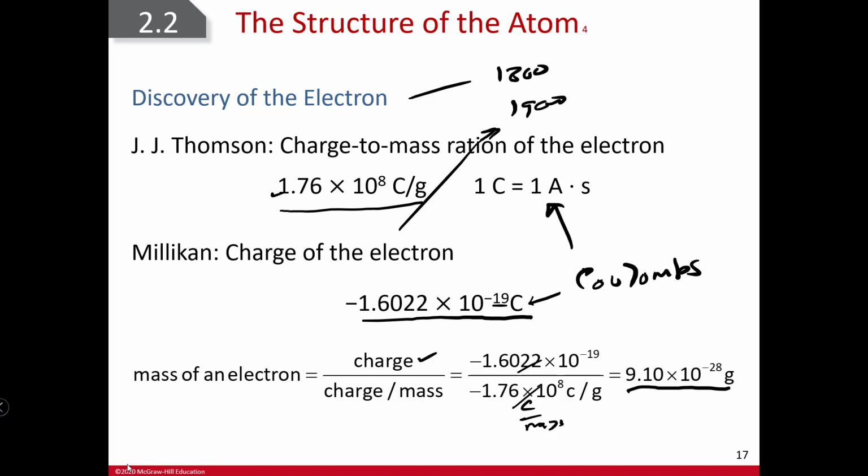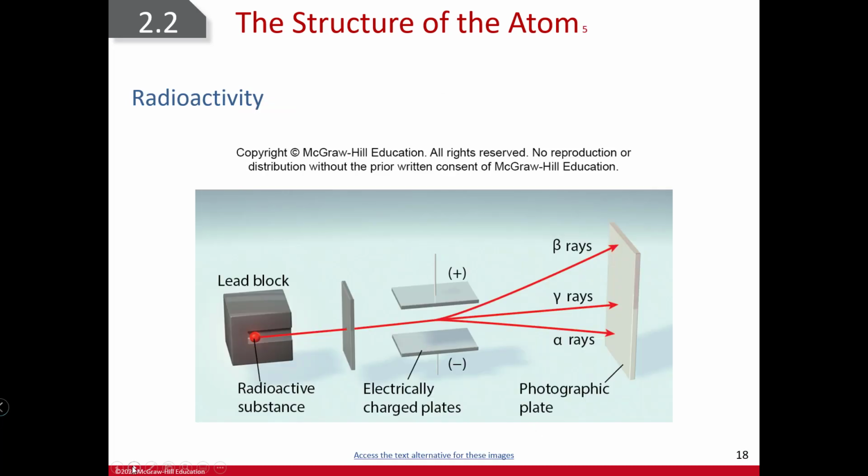So you go, well, what does that do for me? Why do I need to know this? Well, the atom's now changed. It's not just a pool ball anymore. It's a sphere that has negative electrons embedded in it, like so. Because J.J. Thomson was an Englishman, we call this the plum pudding model.